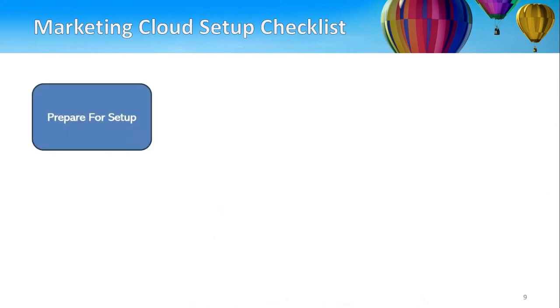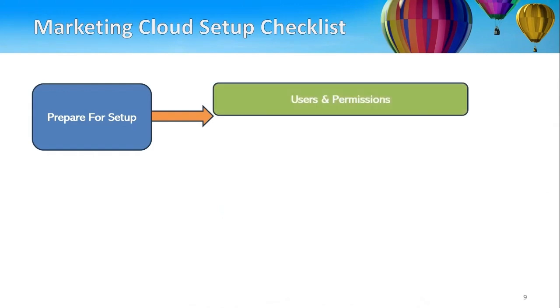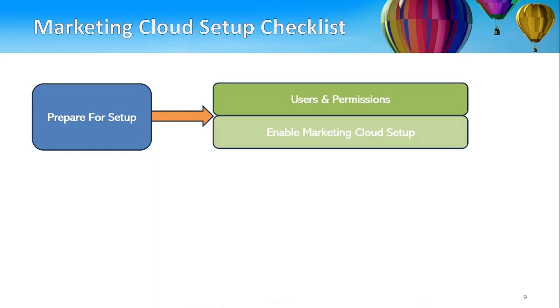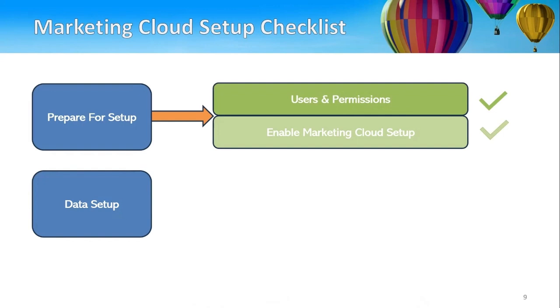First of all, we need to prepare setup. To prepare setup, there are a few steps that we need to follow. One is setting up users and permissions, which we already covered, and then enabling Marketing Cloud setup. We haven't completely covered enabling of Marketing Cloud setup, which we are going to continue today. And as I said, preparing for the Marketing Cloud setup is partially done with users and permissions, and a few things completed as part of Marketing Cloud setup. So that's why it is in light green shade.